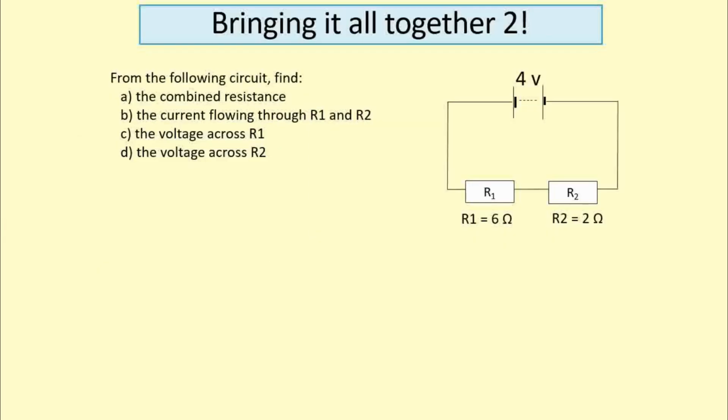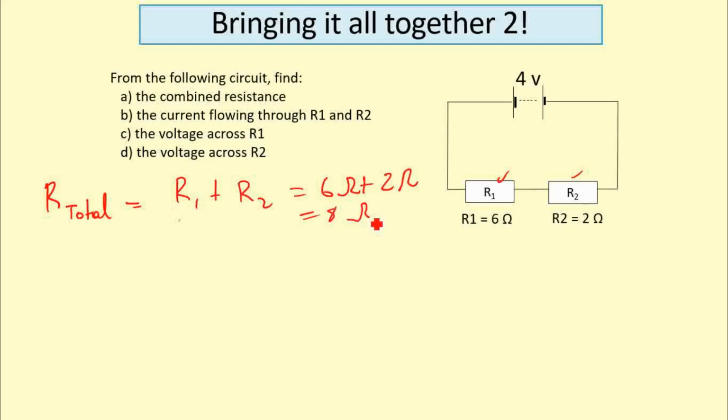Everything is correct here. Let's have a look at this question. We're bringing it all together in another question. We need to find the total resistance in this circuit. To find the total resistance, it's going to be equal to R1 plus R2. It's going to be 6 ohms plus 2 ohms, and that's going to be equal to 8 ohms.